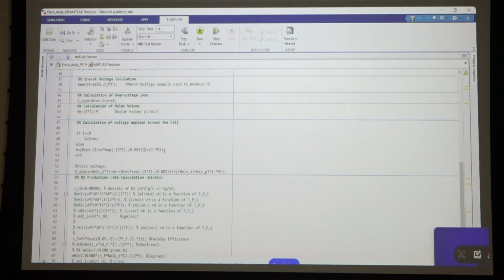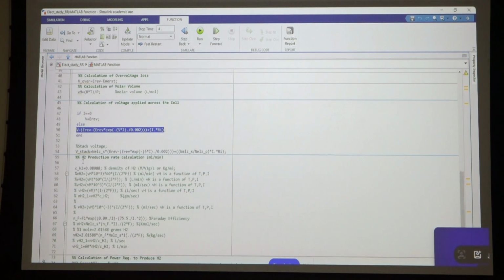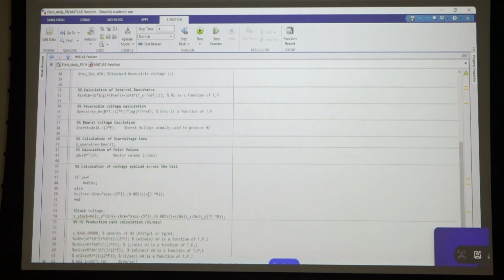Yeah, I have written these equations here. In this way, this is the hydrogen production, that means milliliter per minute. That thing I already showed you. So this is the power based on the hydrogen supplied. This is the power. So in such a way you can easily develop it.